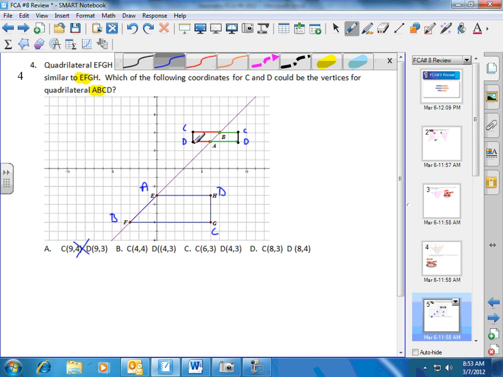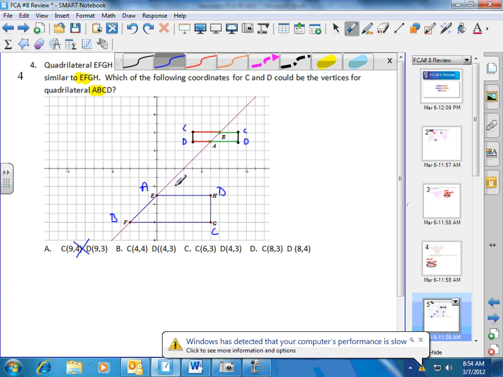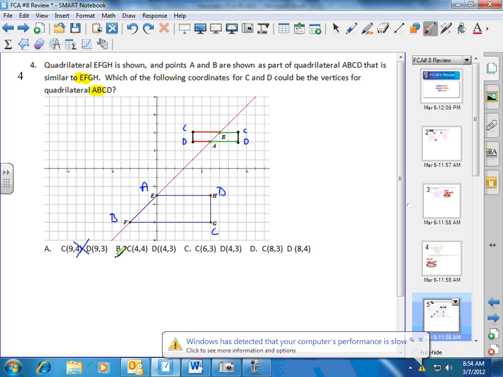When we look at answer choice B, we have C at 4, 4 and D at 4, 3. All right, CB corresponds with FG. FG is the longest horizontal, and so is CB, and then AD as well. And notice CD is vertical, and HG are vertical. Okay, so the proper answer choice is B.